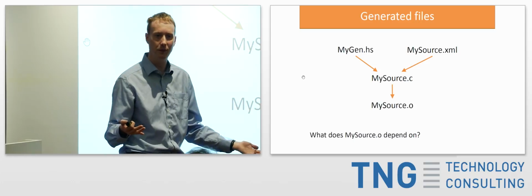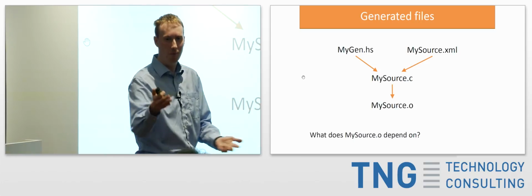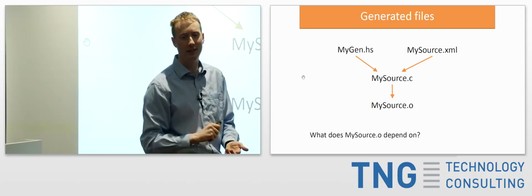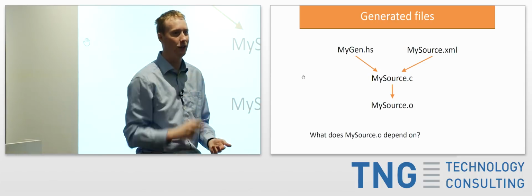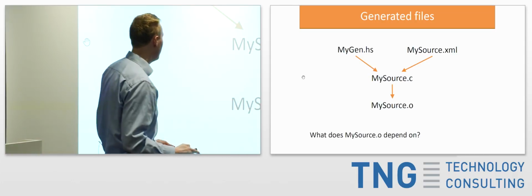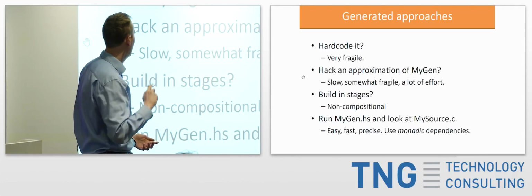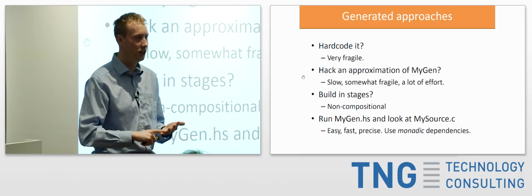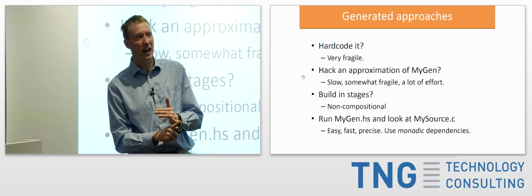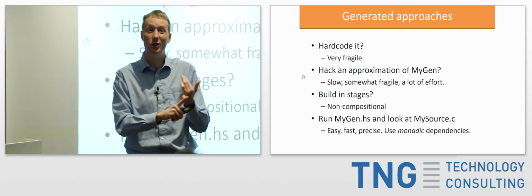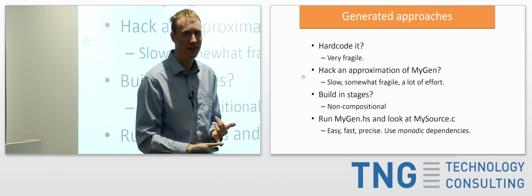Answers? mySource.c, and because it's a C file, all the header files it includes. Exactly. So what header files does it include? Well, I could hard code it. So I wrote the generator. It probably includes stdio.h. Maybe it includes util.h. I could guess in advance and hard code it.